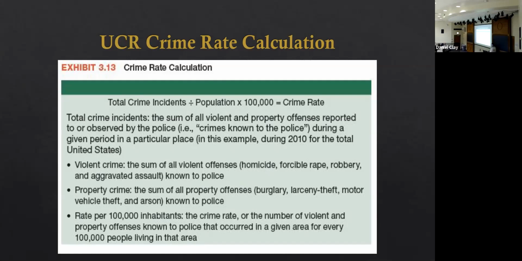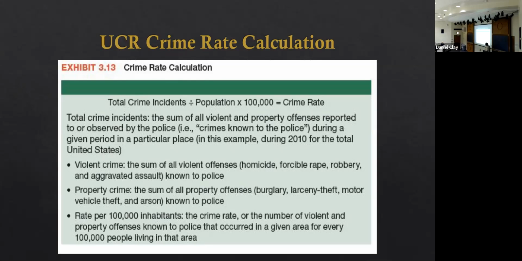Now, total crime is the sum of all violent and property offenses reported or observed, also known as reports to the police, during a given period and place. So an example that we'll look at is from 2016 United States. Violent crime is defined as the sum of all violent offenses, homicide, forcible rape, robbery, aggravated assault known to the police. Again, we don't have the dark figure of crime here, right? We don't know it. Property crime is the sum of all property offenses, burglary, larceny, motor vehicle theft, and arson known to the police. Again, these are part 1 or index offenses. And we do it per 100,000 inhabitants.